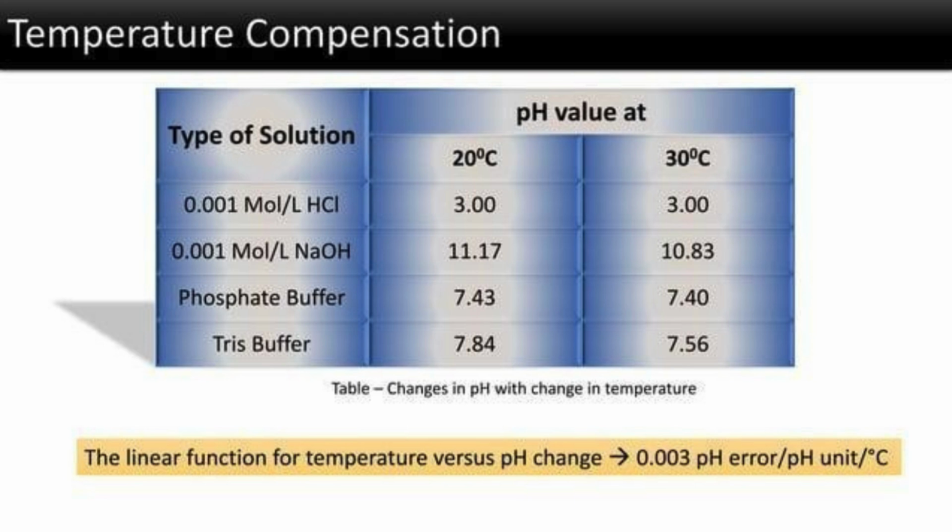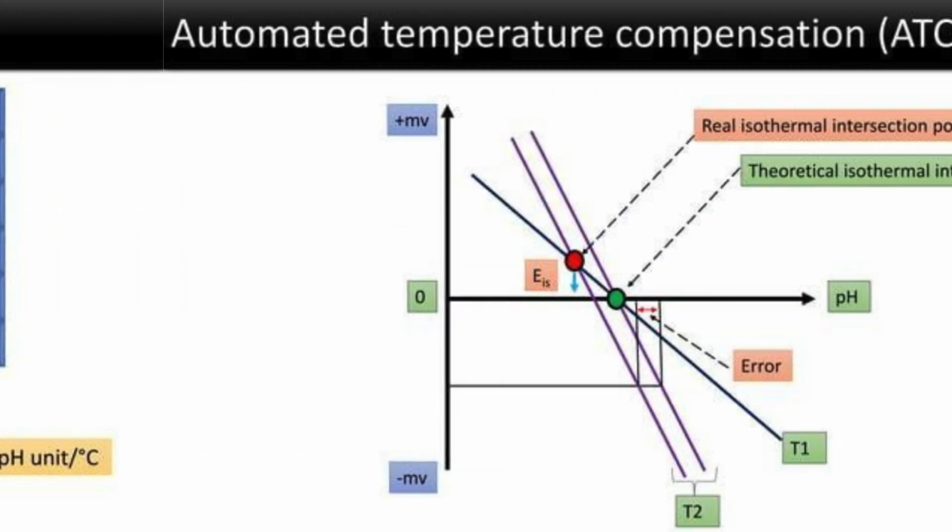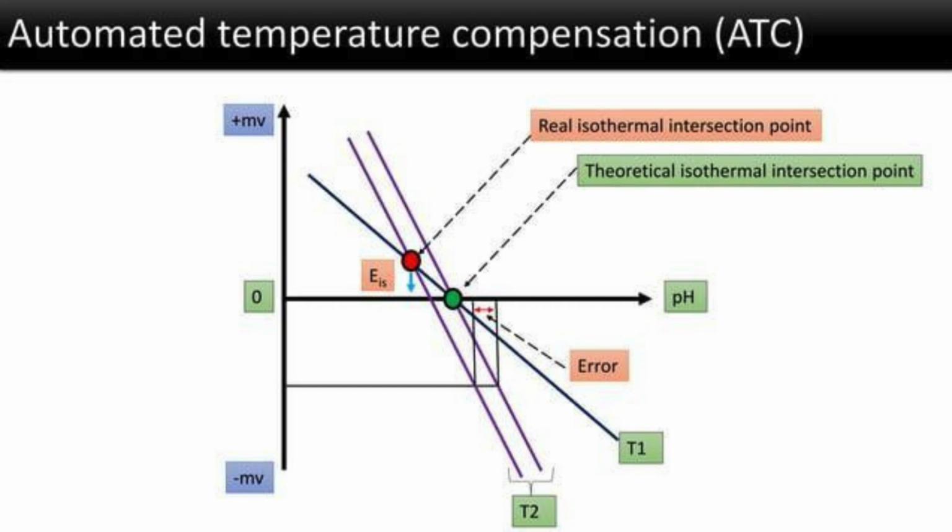This is why modern meters have ATC, or automated temperature compensation. ATC adjusts the reading in real time to account for the current solution temperature, correcting for what would otherwise be an error at the theoretical isothermal intersection point.